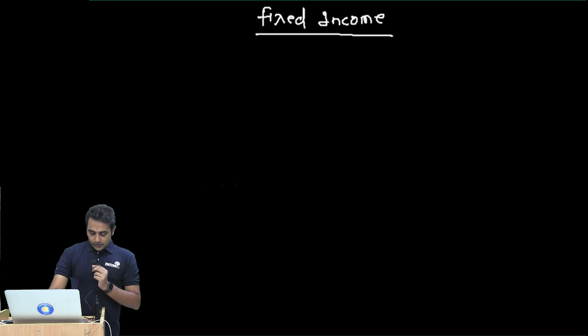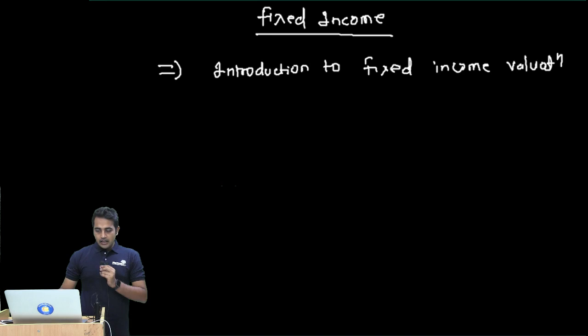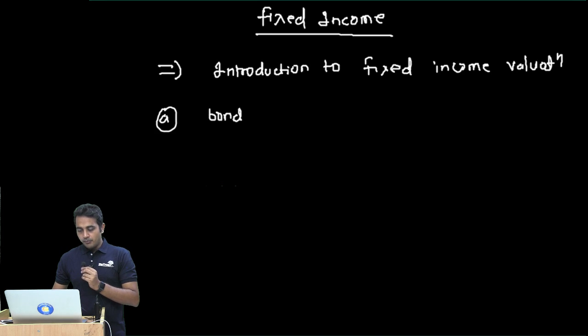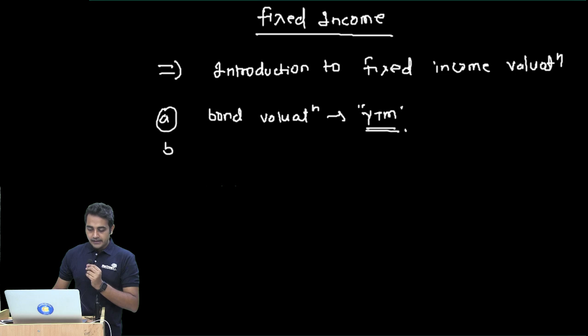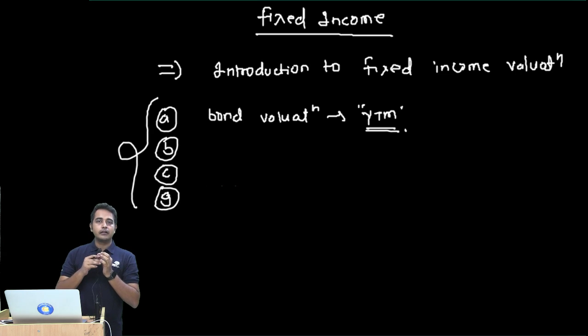Okay. So the first topic is Introduction to Fixed Income Valuation. Learning outcome A, bond valuation using YTM or discount rate. So instead of learning outcome A, you will say A, B, C and G. I'm going to cover these 4 learning outcomes together. Okay, so first 2 minutes on basics.